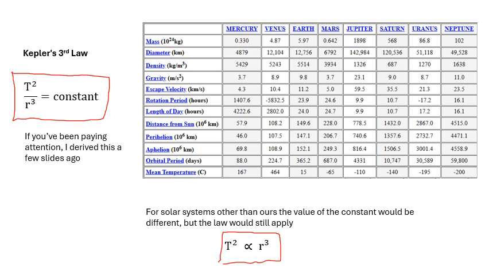I've given you some data about planets here. If you want to confirm that for yourself, you need the orbital period, so that's T, and you need the orbital radius, which is the distance from the Sun. For yourself, you work out T squared over r cubed, and you should get the same number. If you did it for another solar system, then the constant would be different, because big M would be different, wouldn't it? So your 4 pi squared over GM would be different.